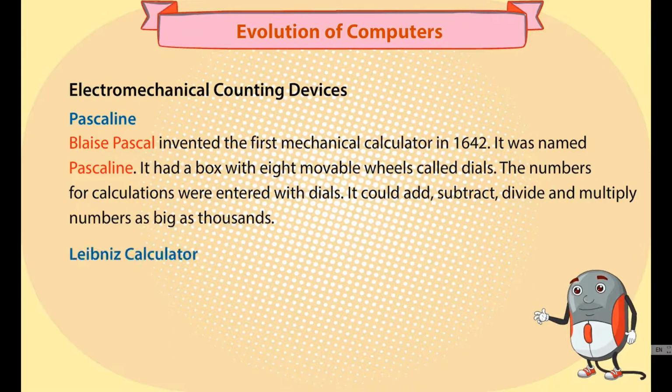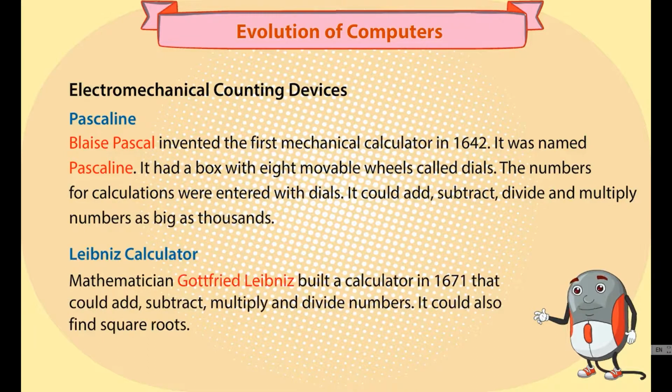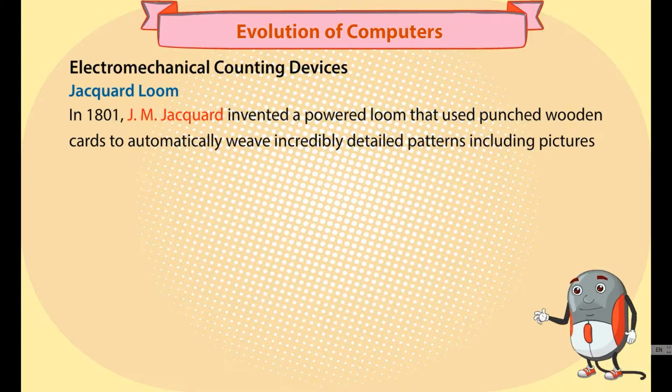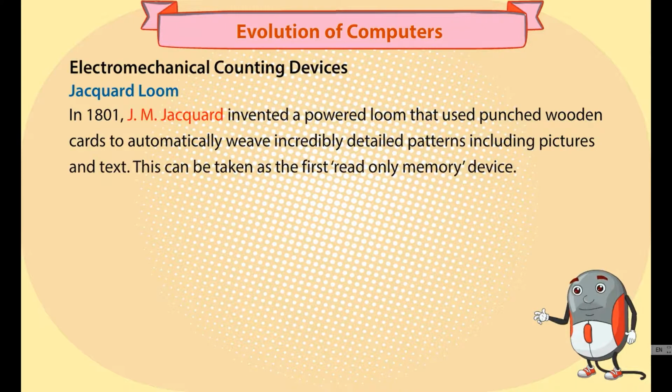Leibniz calculator. Mathematician Gottfried Leibniz built a calculator in 1671 that could add, subtract, multiply, and divide numbers. It could also find square roots. Jacquard loom. In 1801, J.M. Jacquard invented a powered loom that used punched wooden cards to automatically weave incredibly detailed patterns, including pictures and text. This can be taken as the first read-only memory device.